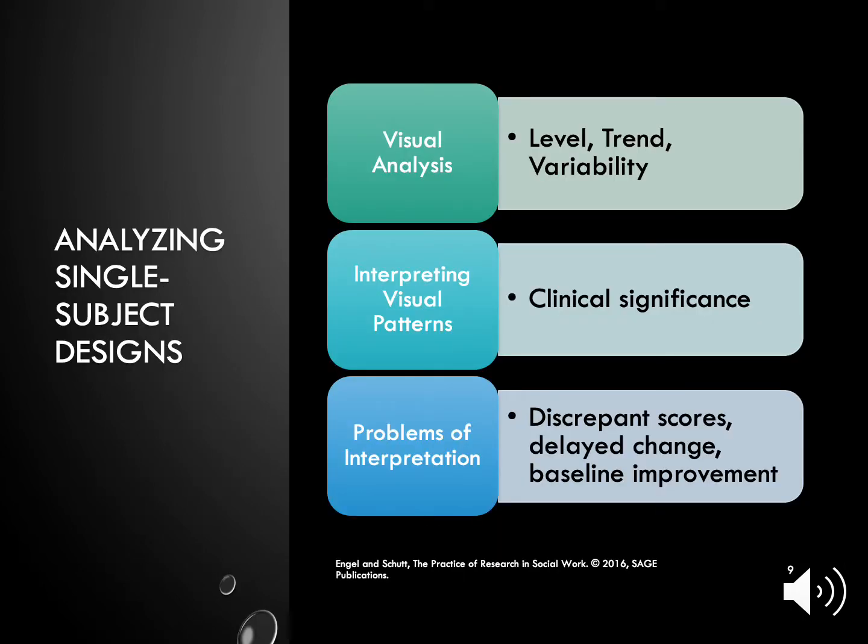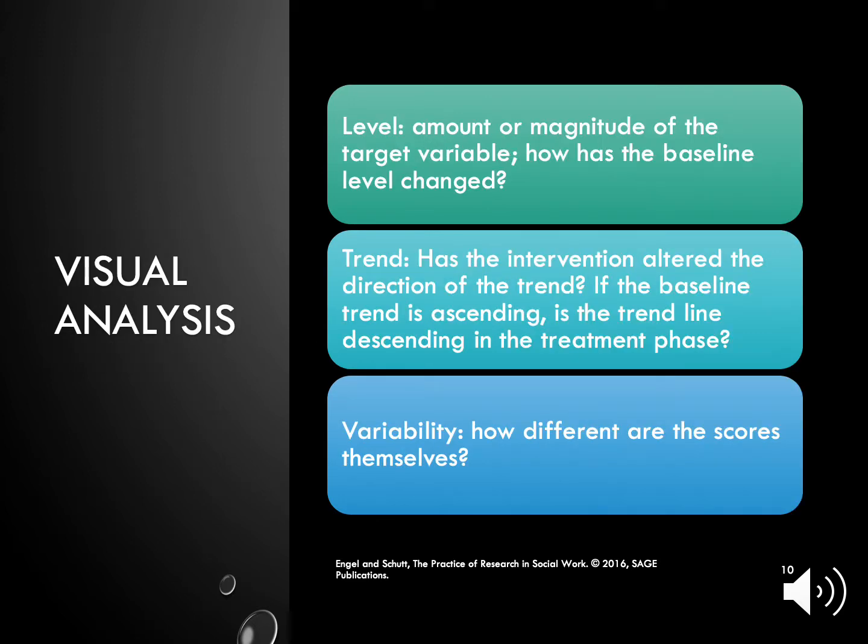Then analyzing the single subject design, we have a few different patterns and processes that we want to go through: by evaluating these visuals and using that visual as a way to analyze the data, how to interpret those visual patterns by measuring clinical significance, and then anticipating some of the problems of interpretation, things like the baseline improvement that we talked about before, or delayed change that can often happen where there's a lag in the intervention effect.